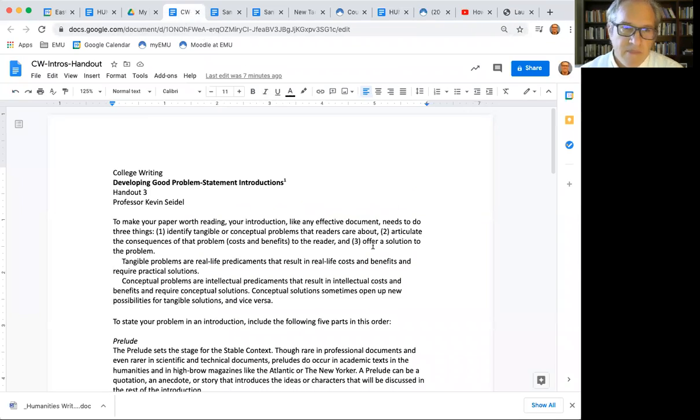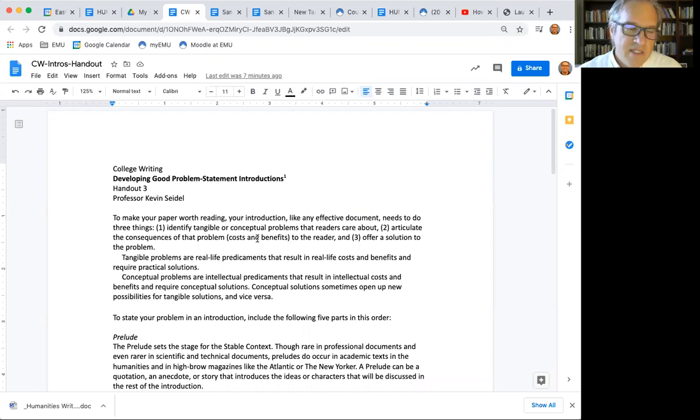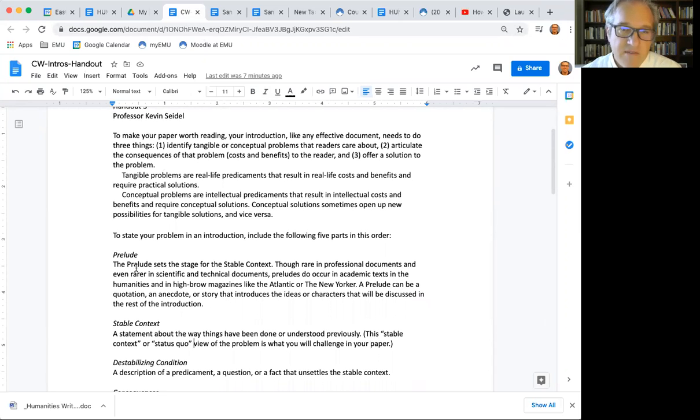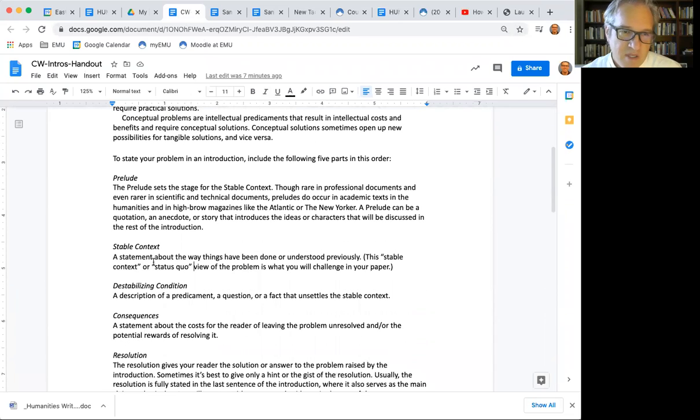So let's start with a handout called Developing Good Problem Statement Introductions. And I'm not going to read all of it through, but I'll quickly just go through these parts. A prelude, which is sort of like a hook or story that gets your reader thinking about the topic of your paper without giving away your main claim. The stable context, which is a statement about the way things have been done or understood previously. And this stable context or status quo view of the problem is what you will challenge in your paper.